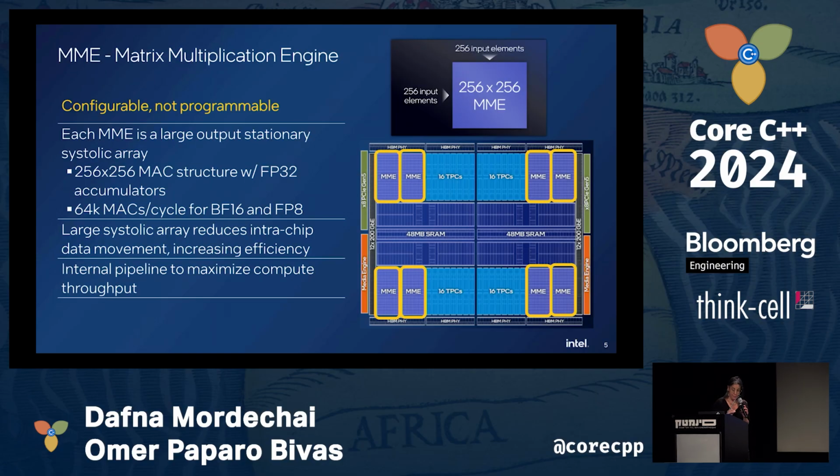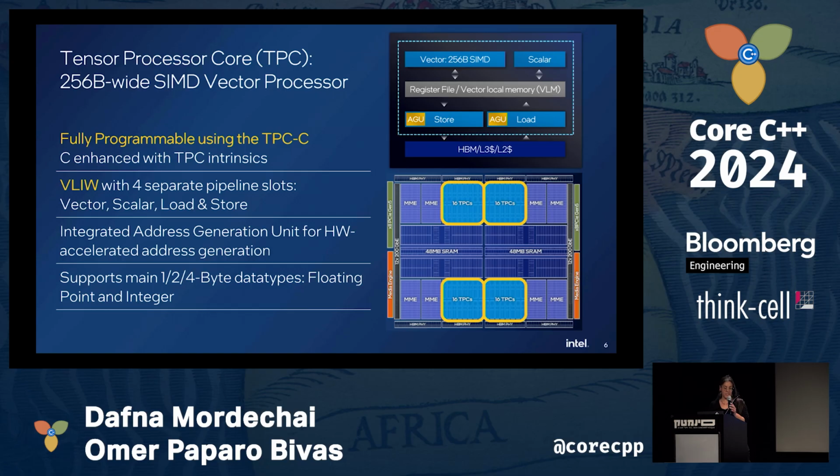So let's dive into that a bit. The MME, the matrix multiplication engine, is a piece of hardware that is doing all the heavy lifting of the matrix multiplications that prevail in a lot of deep learning topologies. It's very efficient, it's configurable, but not programmable. And the TPC is fully programmable. That's the core that does all the non-GEMM operations.